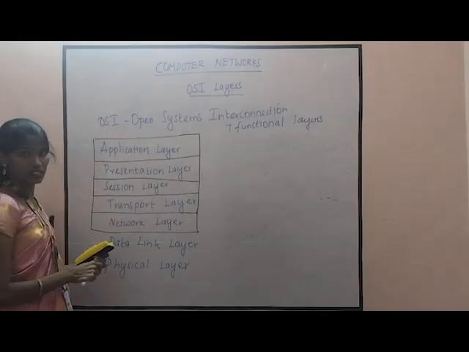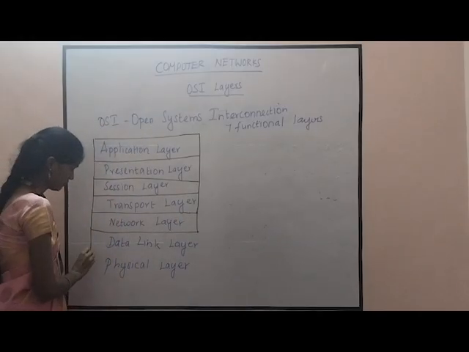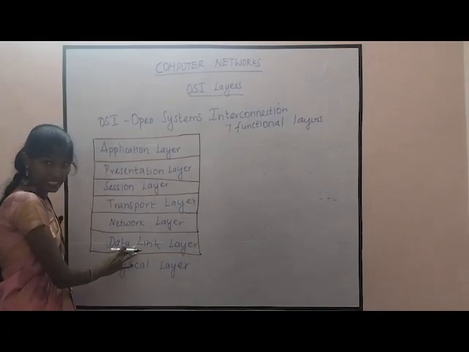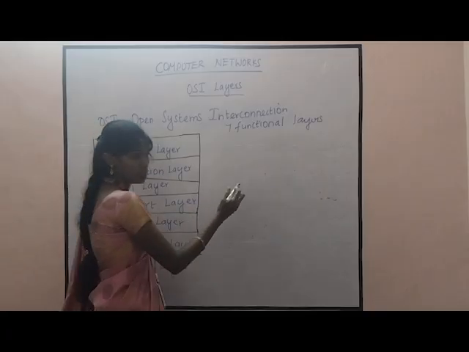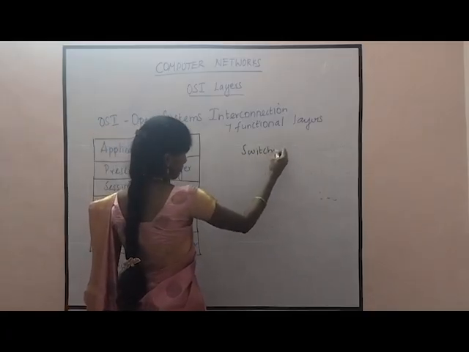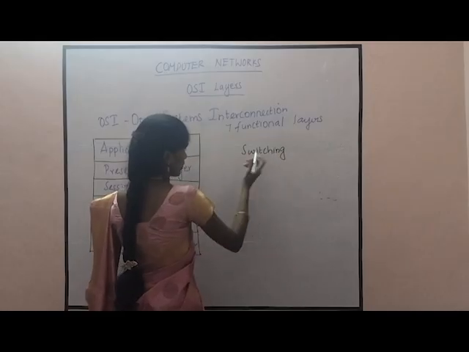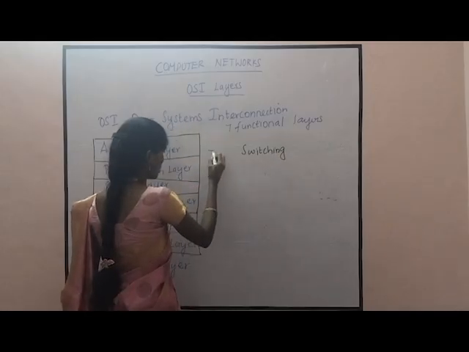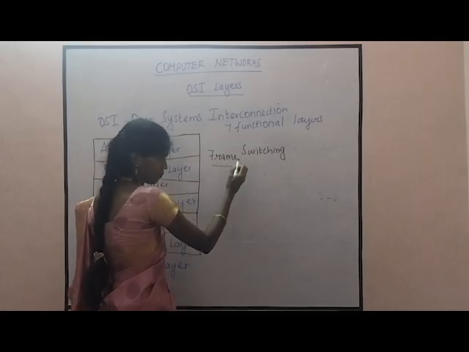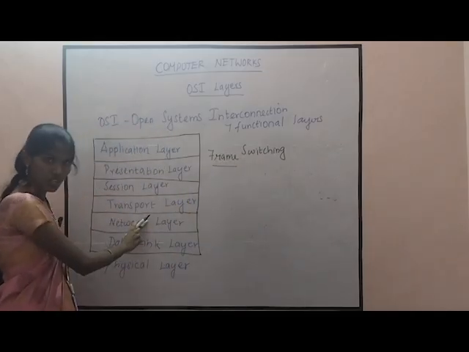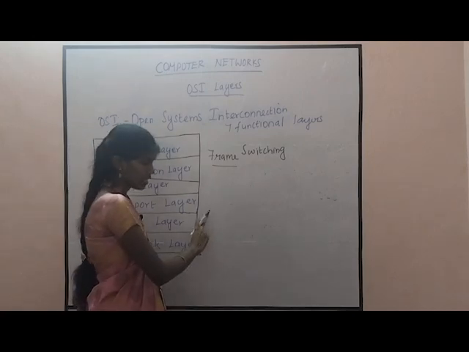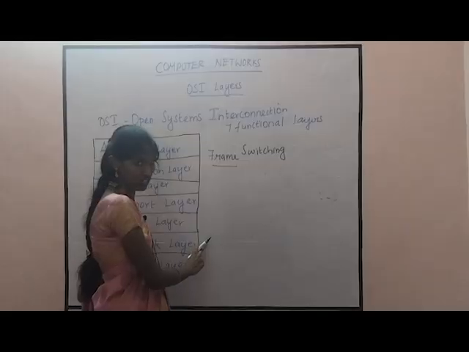Let's learn about this data link layer. This layer is responsible for switching. Here the data is called a frame. In the previous layer it was called a packet. The device we had there is the router, and the device we have here is the switch.